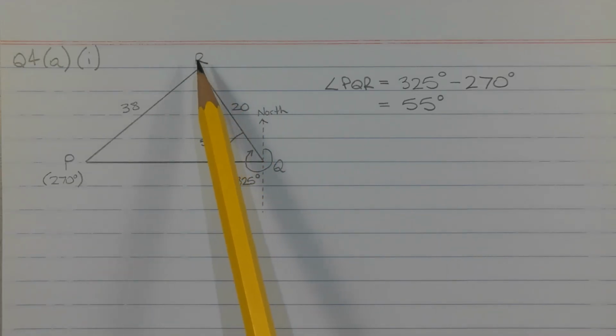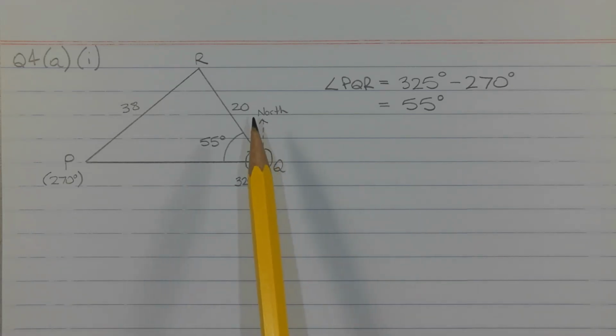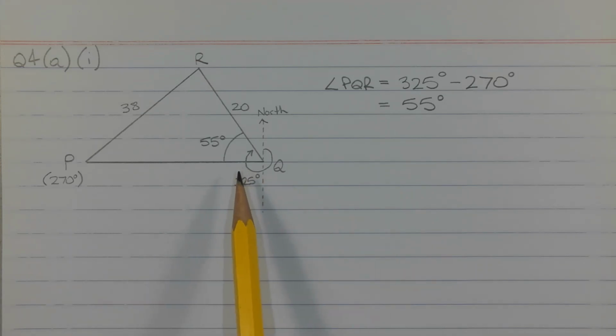It's given that point R is on a bearing of 325 degrees from point Q. In order to show that on the diagram, we draw a north-south axis at point Q, and 325 degrees is measured clockwise from north. Now we know that point P is due east of point Q, which means the bearing of P from Q is 270 degrees.